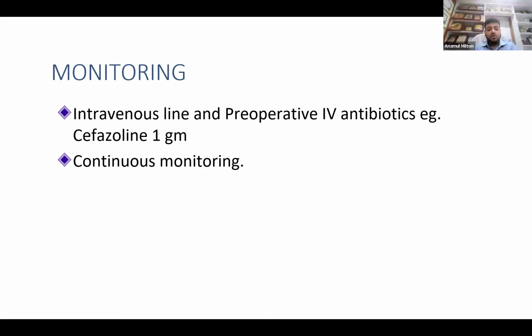Why am I not giving any midazolam or fentanyl to the patient? Because if the patient is drowsy or sleepy, the patient cannot give the information if they are feeling any new pain or any other incidents.